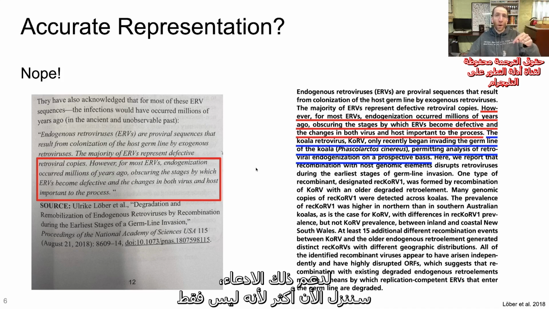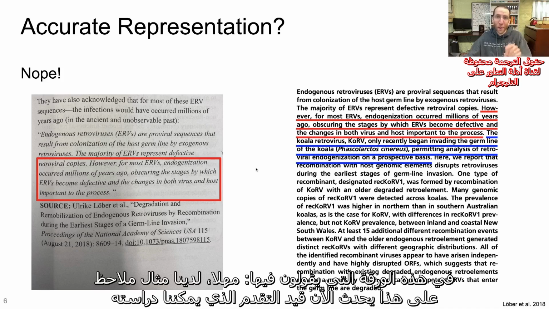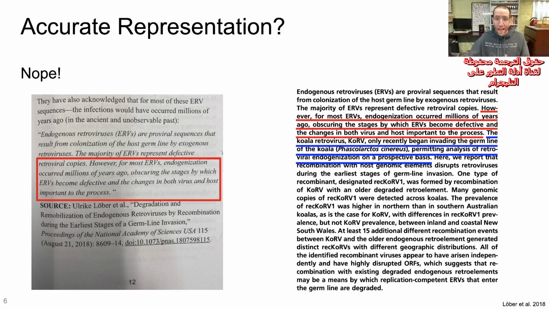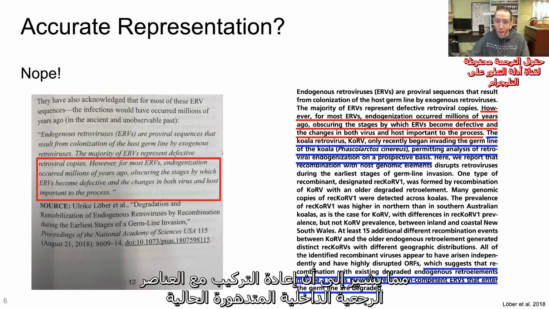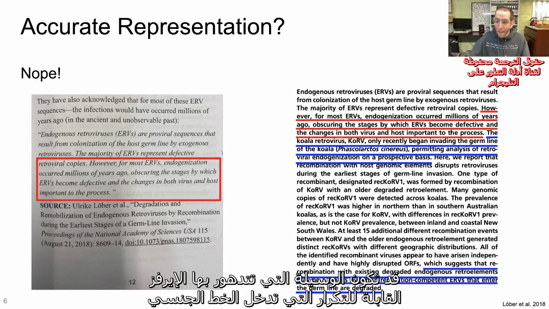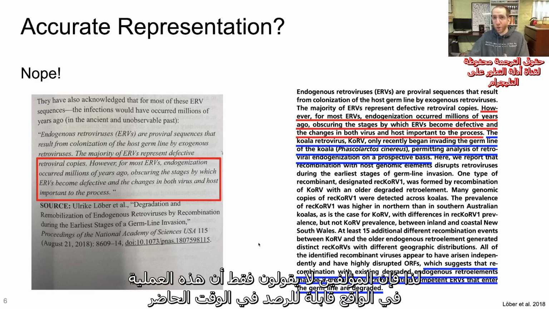We can go further down because it's not just in this paper that they're saying, hey, we have an observed example of this that's happening right now in progress that we can study. You go to the end of the abstract and look at that. They actually propose some mechanisms, right? Which suggests that recombination with existing degraded endogenous retroelements may be a means by which replication-competent ERVs that enter the germline are degraded. So the authors are not just saying, hey, this process is actually observable in the present.